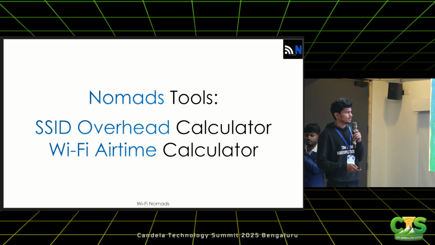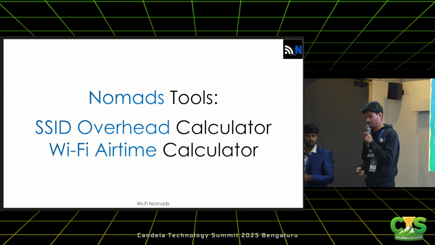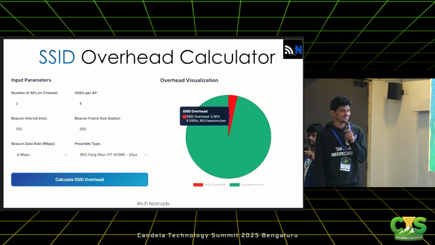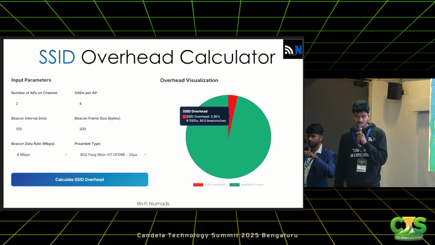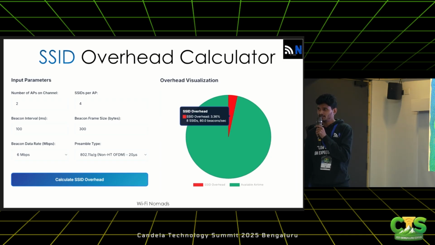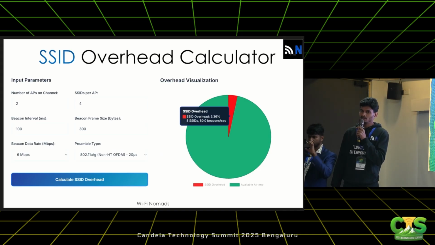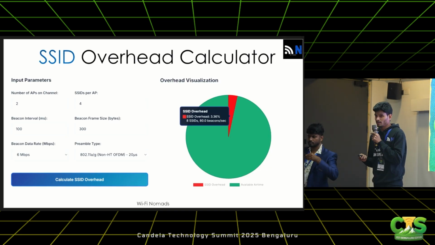I want to go through these tools, how we built them, and how they are going to help you. So let's talk about the SSID Overhead Calculator. This calculator mostly helps network administrators to know how much overhead, just beacon overhead, they have created in their network, right?